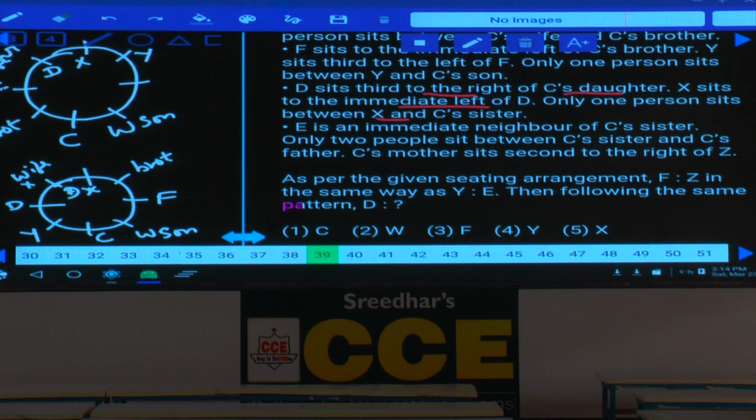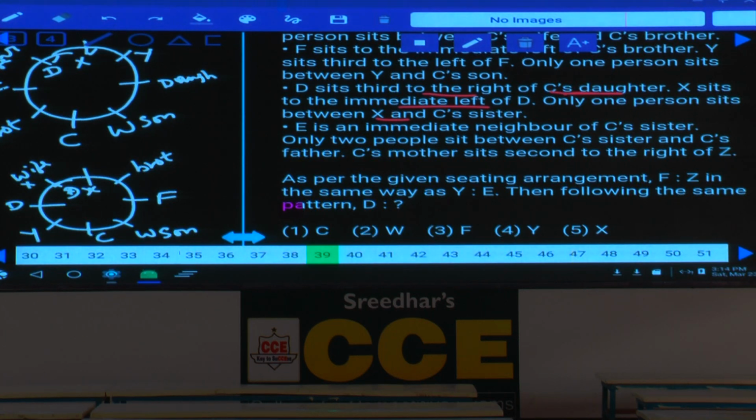Then D sits third to the right of C's daughter. As D sits third to the right and X sits to the immediate left of D, D is at this place. D sits third to the right of the daughter, hence the daughter must be at this place. Are you following this one or not? Because this person is D and this person is X, and D sits third to the right of the daughter, the daughter must be at this place.